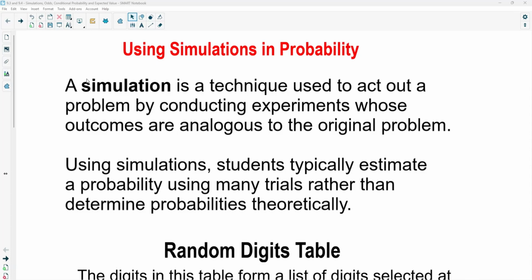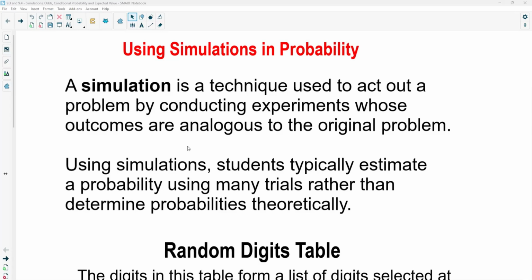Okay, so this section talks about simulations using calculators and using a table of random digits. We also talk about odds and expected value. There are no activities on expected value or odds in the workbook, so these notes should be enough to satisfy that part, so you can do your homework.